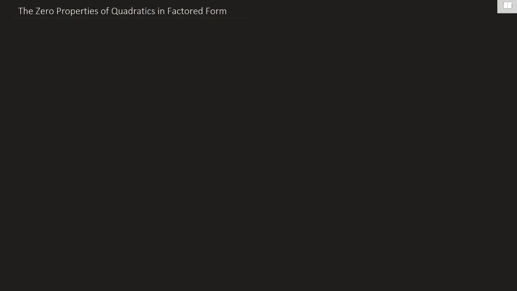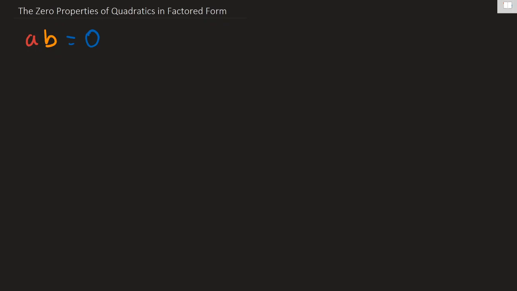Hey everyone, in this video I'm going to talk about the zero property of quadratics in factored form. Now before we jump into quadratics, let's just do a little quick background. The zero property is that the only number you can multiply by to get zero is zero, and multiplying by zero always gets you zero.